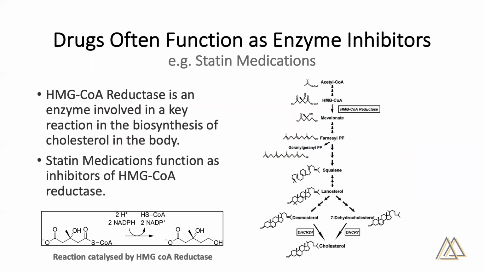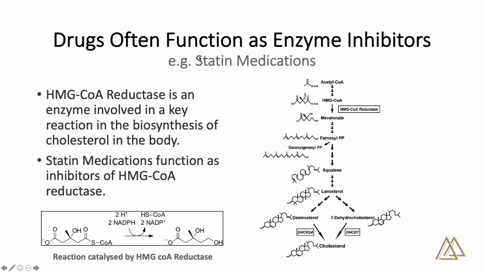Okay, this is some new slides. So let's think about some examples. I guess the principle with inhibitors is that drugs often act as enzyme inhibitors. I think it's something like 80% of drugs act as inhibitors of key enzymes in the body. So one class of medication is called statin medications. These medications are used to lower cholesterol in the body.